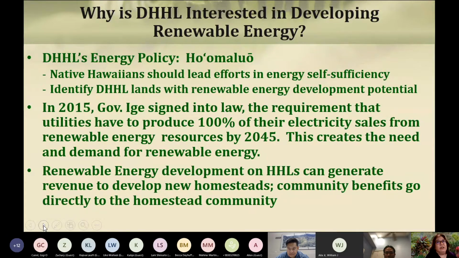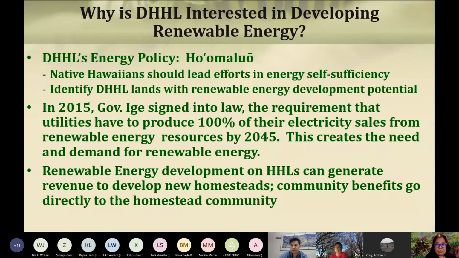So when we talk about renewable energy and DHHL, people are always wondering, what is DHHL doing with renewable energy? Why are we interested in that? First of all, there is an energy policy that was passed by the commission. It's called Ho'omaluo. And right at the onset, it says Native Hawaiians should lead the efforts in energy self-sufficiency for Hawaii, that we should be involved in a major way, that we should work with others in the community to kind of lead this effort.